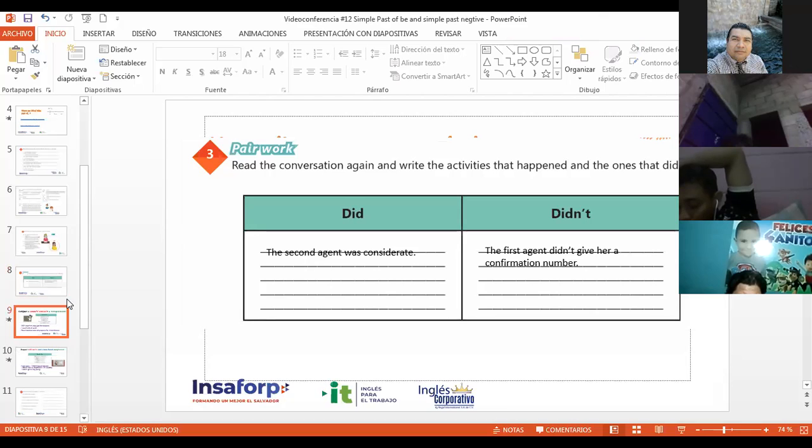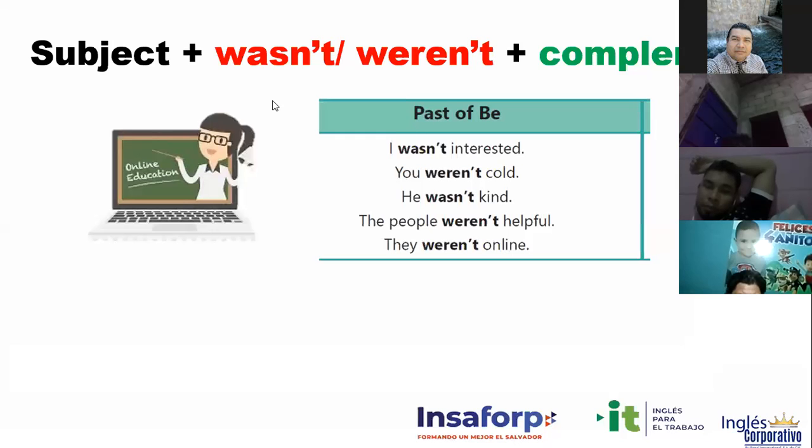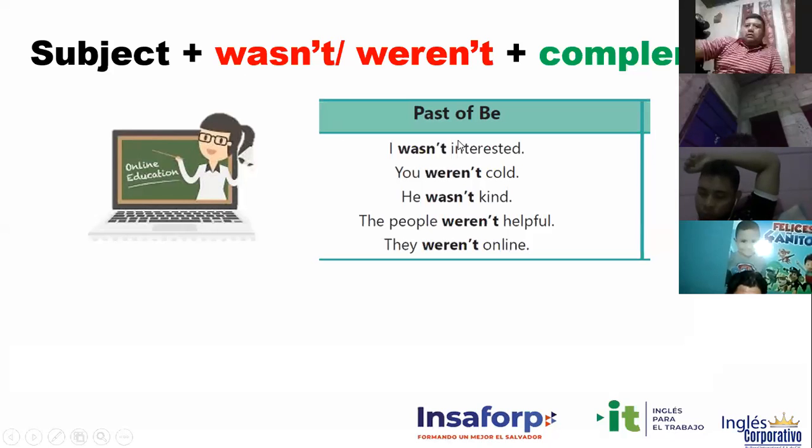Now, let's go to the core of the class. We have here the past tense of be in negative form. What is the structure? Subject. Depending on the subject, you are going to use wasn't or weren't, plus the complement. For example, I'm going to say the subject pronoun and you tell me if it wasn't or weren't.